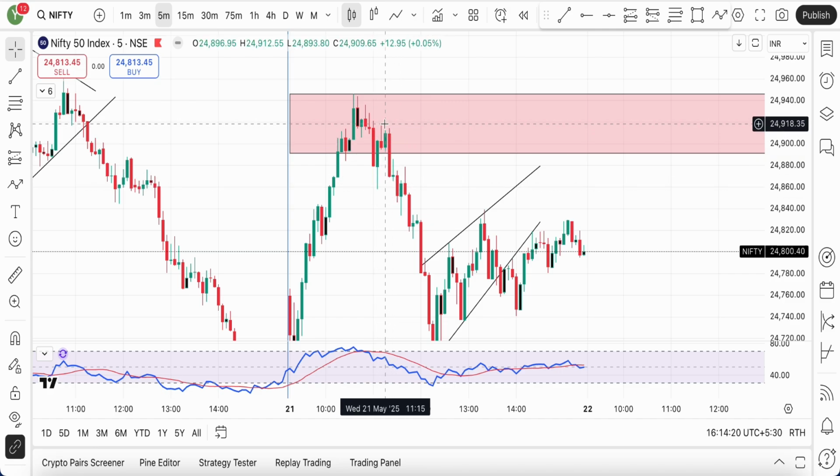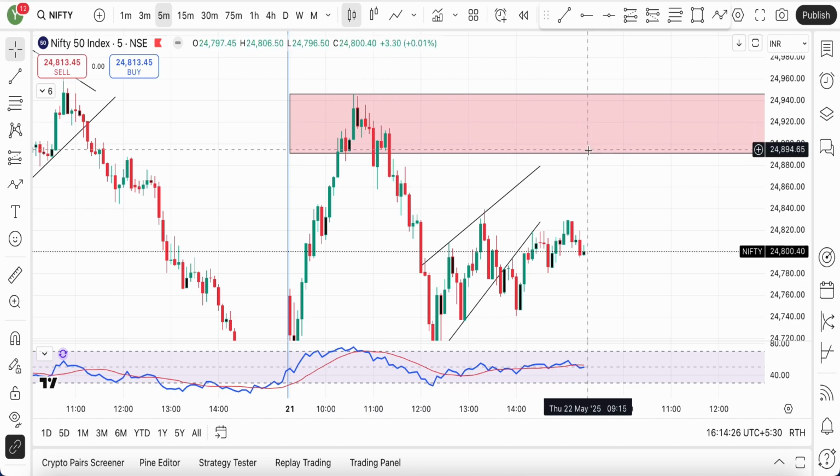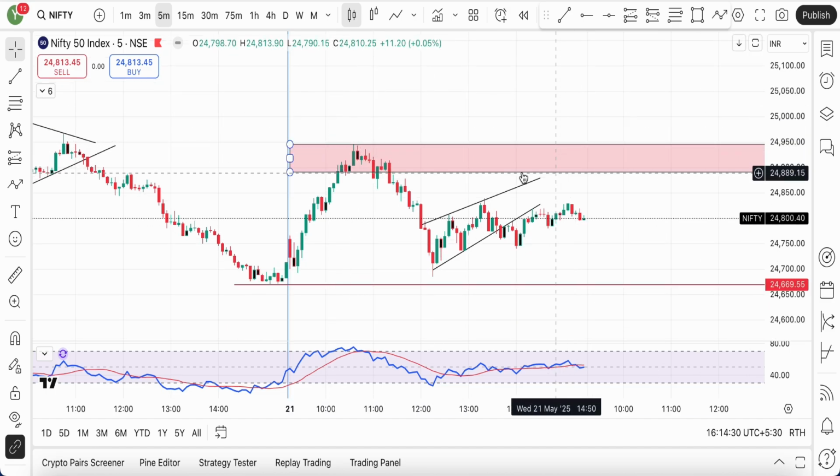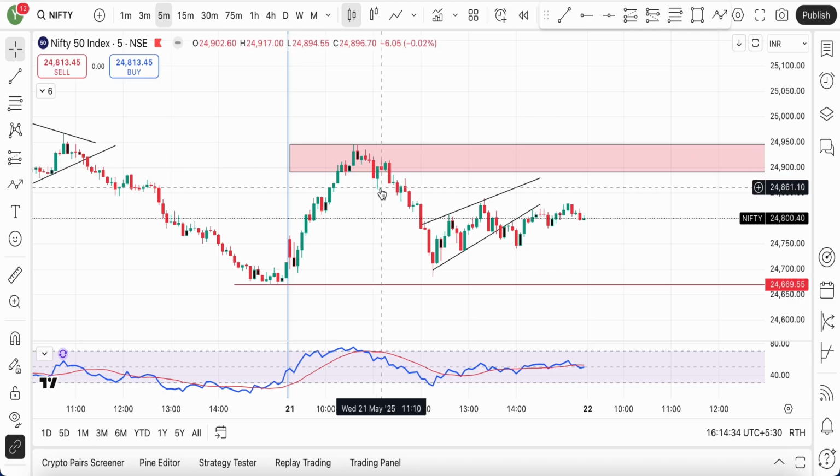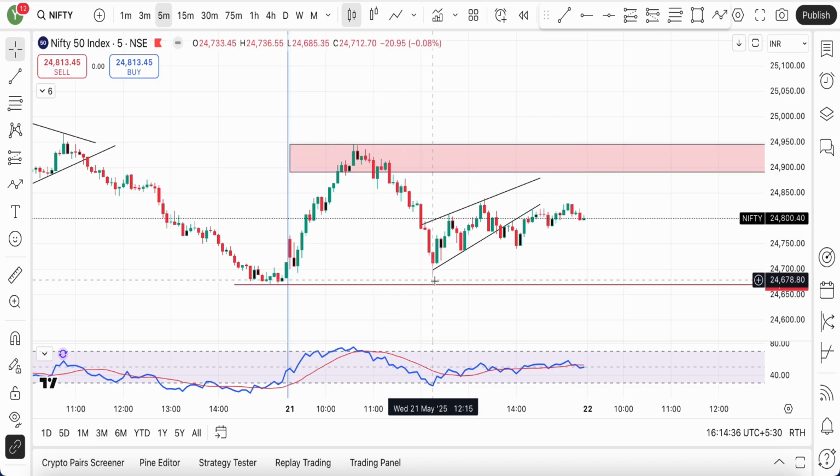The first SL was obviously a little big, but around here, the trade came with a lot of conviction. Why? Number one reason, we had planned this trade, right? We saw this particular zone as a resistance zone from where the market can take a resistance and give us a trade on the short side.